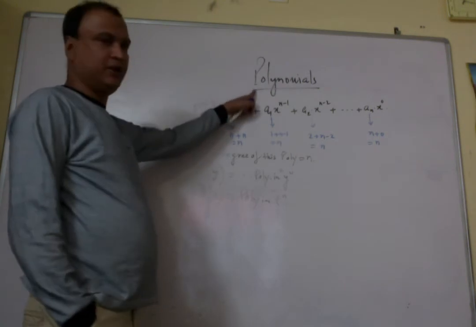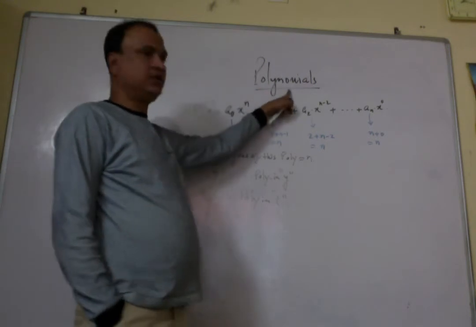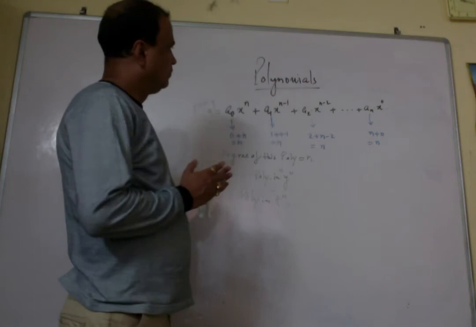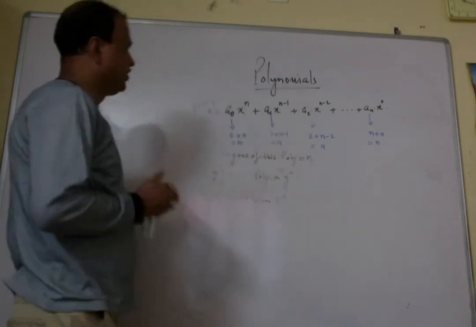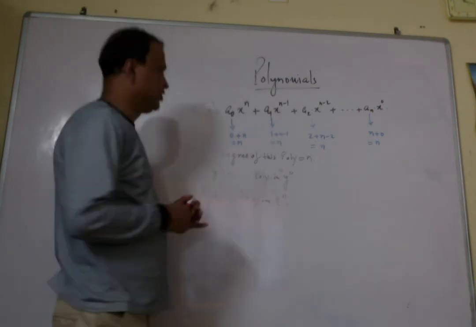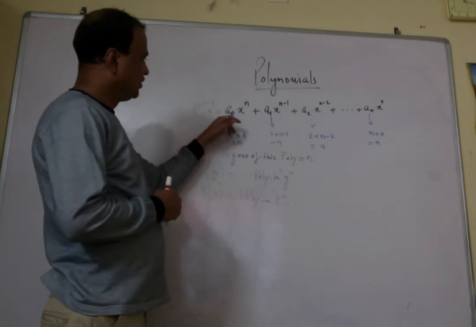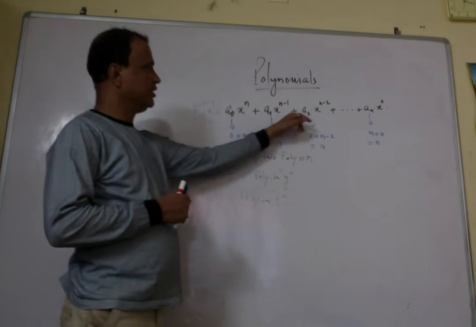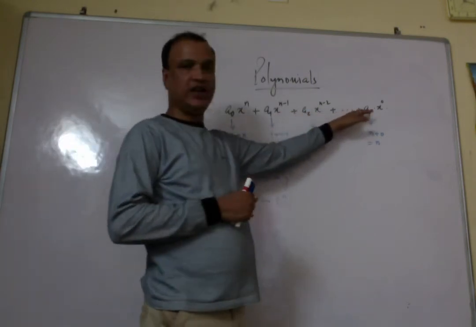Poly stands for many, and nomial means terms or expressions. So polynomials stands for many terms, as the name indicates. If you write the general algebraic expression for a polynomial, it is in the form of a0 x to the power n plus a1 x to the power n minus 1, plus a2 x to the power n minus 2, dot dot dot, and the last one is an.